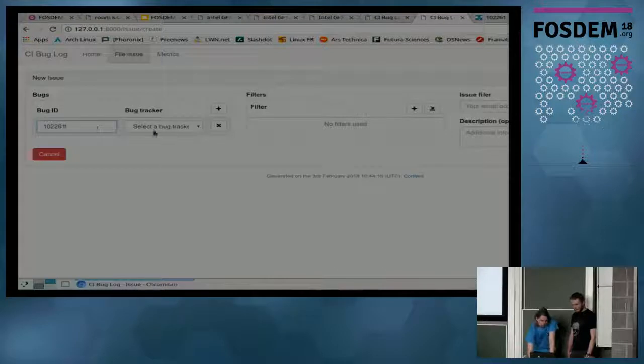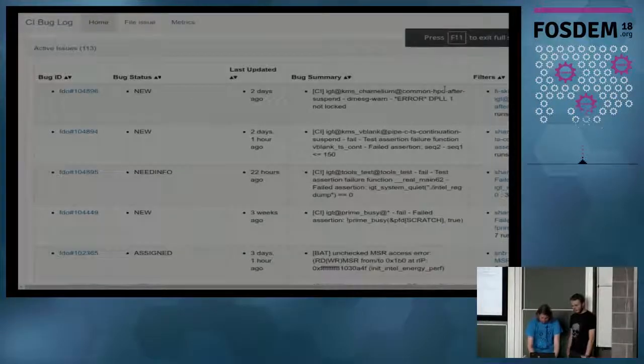Then you just say, here is the bug, and here's the bug tracker. Then you put your email address, so people know who to contact, and you press save. So I need to put one, and then I just press save. And it's complaining because there are no filters. Oh well. But I can show you how it looks on the production one.